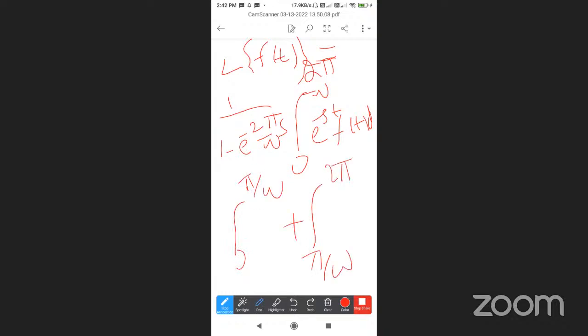From 0 to pi by omega the value of f is sin omega t. From pi by omega to 2 pi by omega the value is 0, so the second limit contributes 0 and only the first limit is taken. The denominator stays the same.